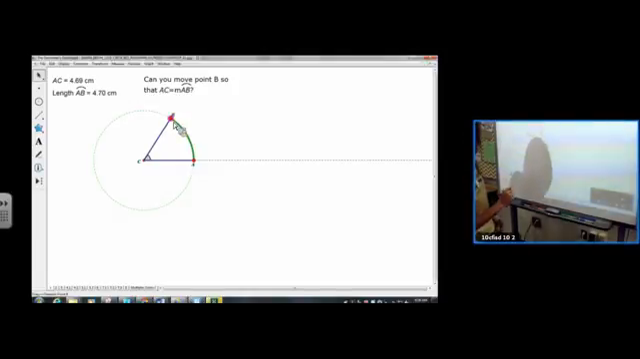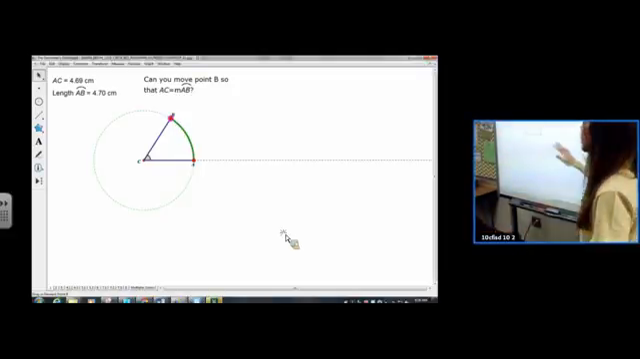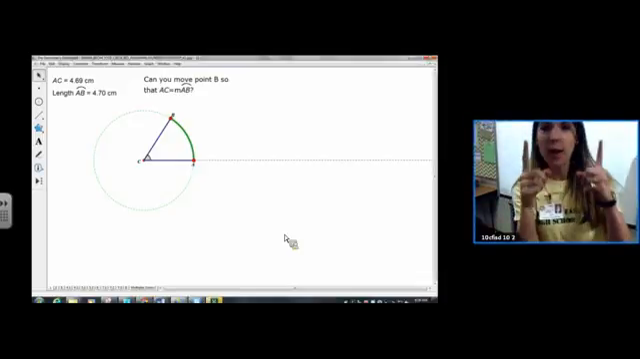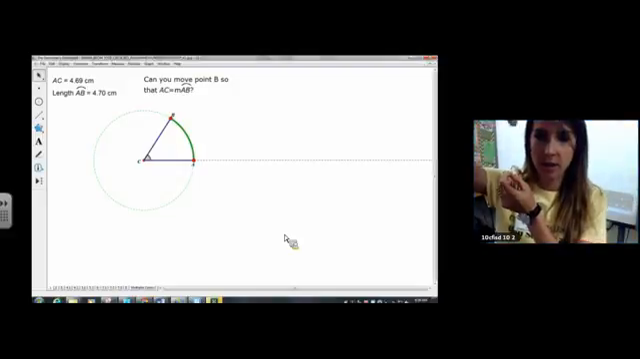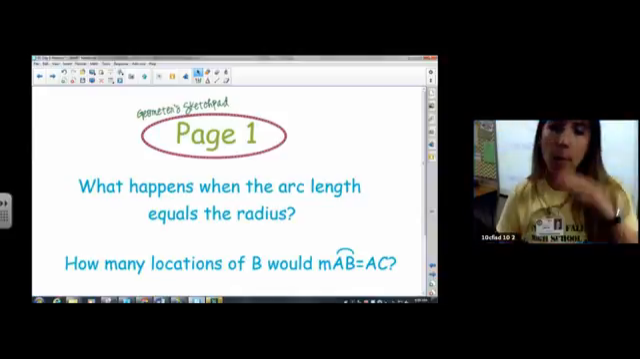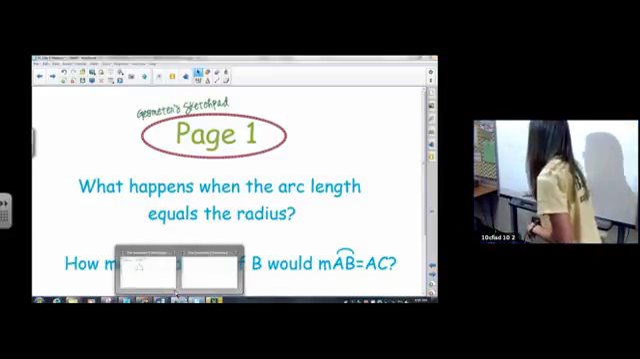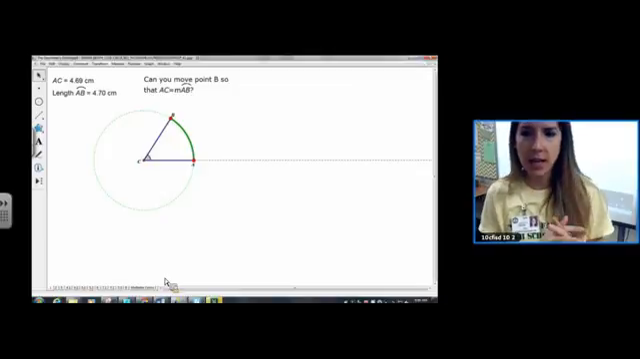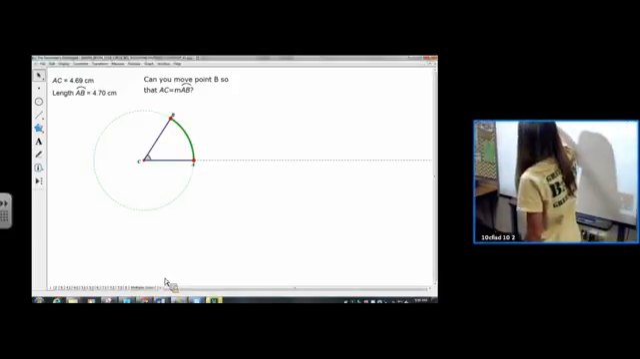Okay, you don't need to watch me do that anymore. So anyways, I'm what, 1/100th of a point away. So I forced AC, the radius, to equal the arc length, the length of the arc. So we're going to find out what happens when the arc length equals the radius. How many times would the arc length equal the radius? How many locations of B would they be equal? 2. How many different places could I put B?